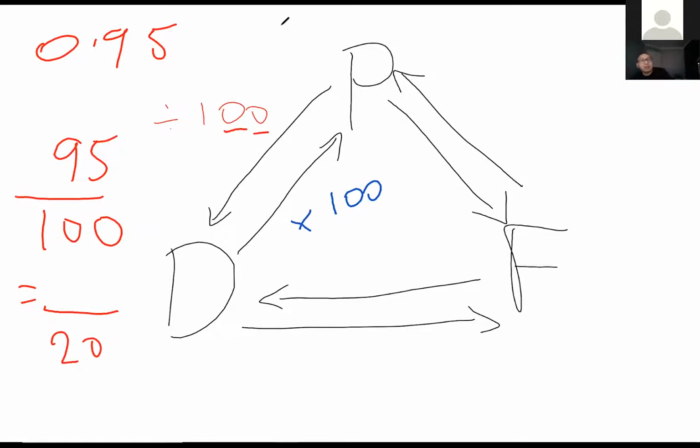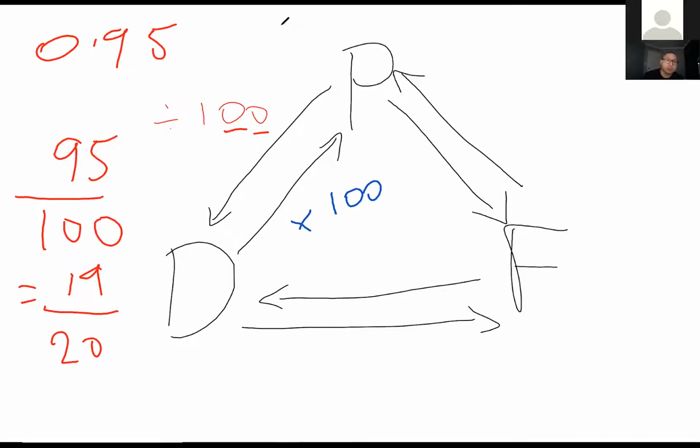How many times does 5 go into 95? Well, 5 goes into 95 one less time than 100. So that means that 5 goes into 95 19 times, right? So my simplest fraction here is 19 out of 20.